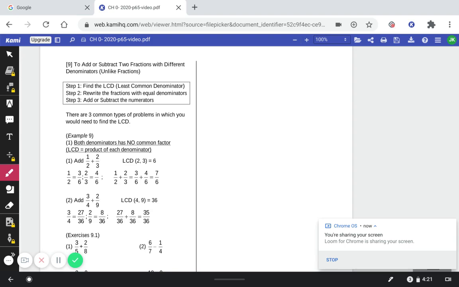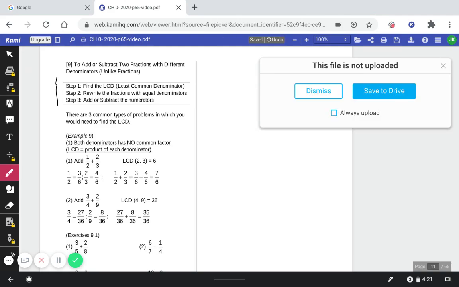This video is about adding or subtracting fractions with different denominators. Now, when you have the same denominator, you can add or subtract easily. But when you have different denominators, you follow these 3 steps.